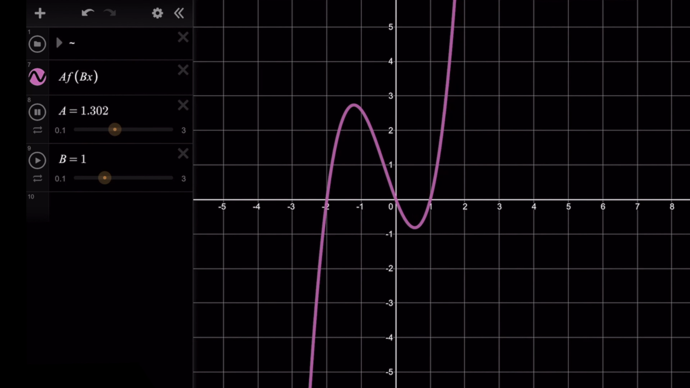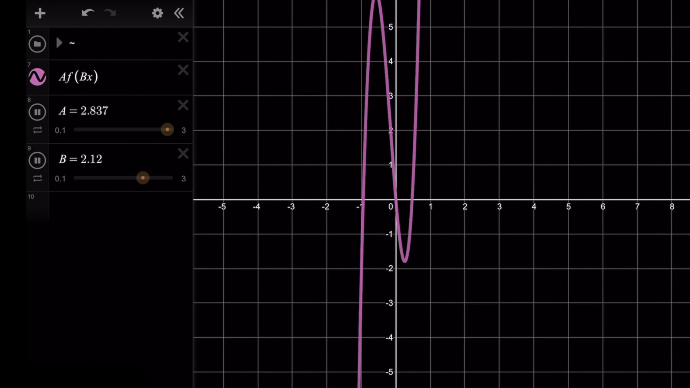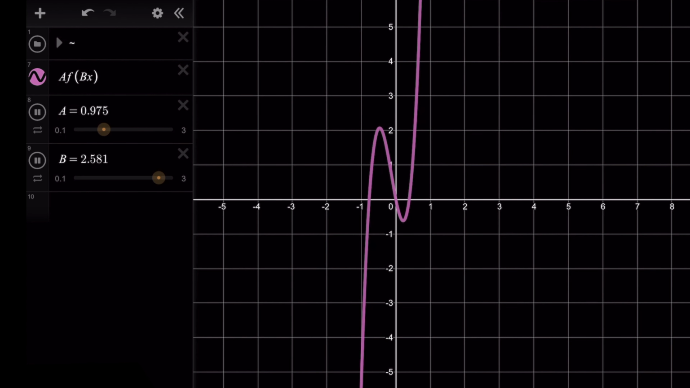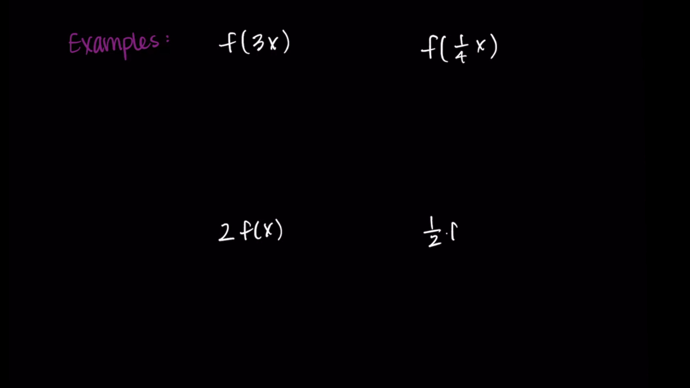Of course, we can also do both of these at the same time, so we can have a horizontal and a vertical scaling occur at the same time, and they can either be both compressions, both stretches, or one of each. So we have lots of options here. All right, so just to really reiterate how these work, I want to do 4 quick examples where we write out in words what is happening with a transformation that is a scaling. So we're going to look at f of 3x, f of 1/4 x, 2f of x, and 1/2 f of x, and just write out what each of these transformations does in words.